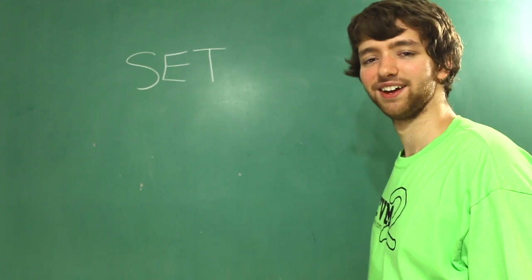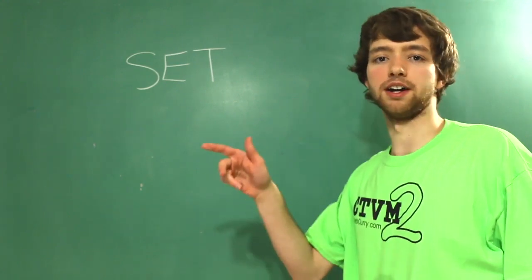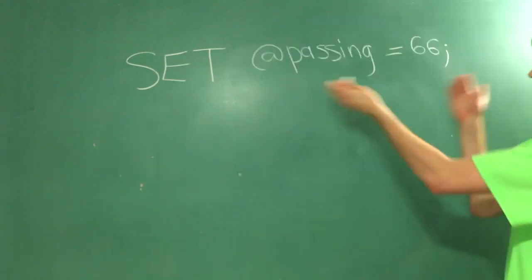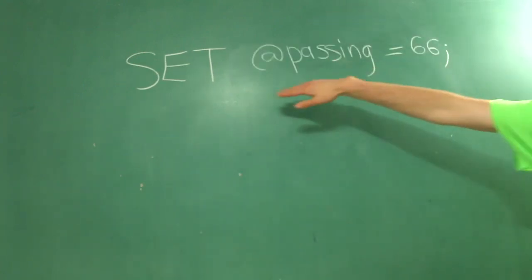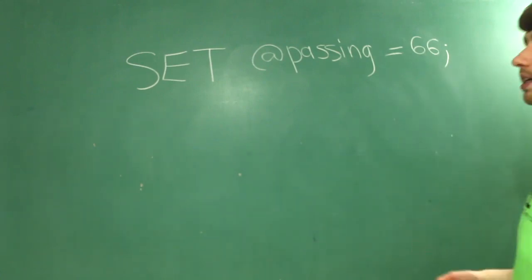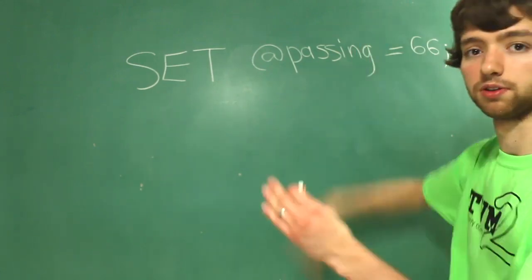Set, and then you put an @ sign, and then whatever the name of your variable is going to be. That's all you have to do. Set, the variable name, and then the value. We just initialized this variable, and now we can use it in all of our other SQL statements.